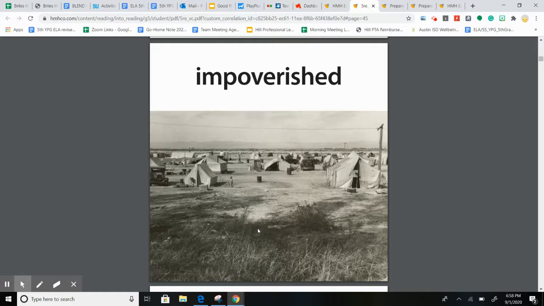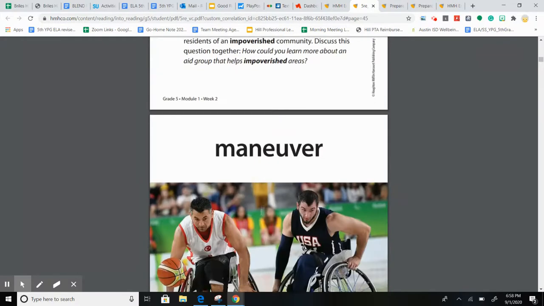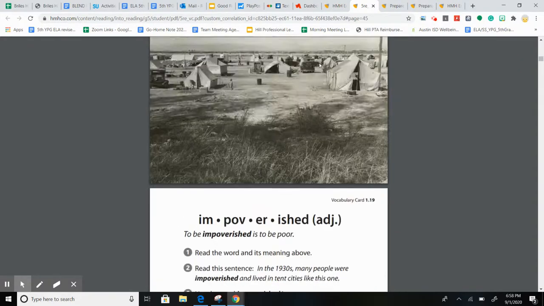Then we have impoverished. When I think of impoverished, I think of being poor, but this is extremely poor. And lots of people go through times where they are impoverished during their lives. Some people, unfortunately, spend their whole lives impoverished, super poor. Like they can't afford food on a daily basis, or they can't afford to have electricity or water on a daily basis. And, we're done with those.